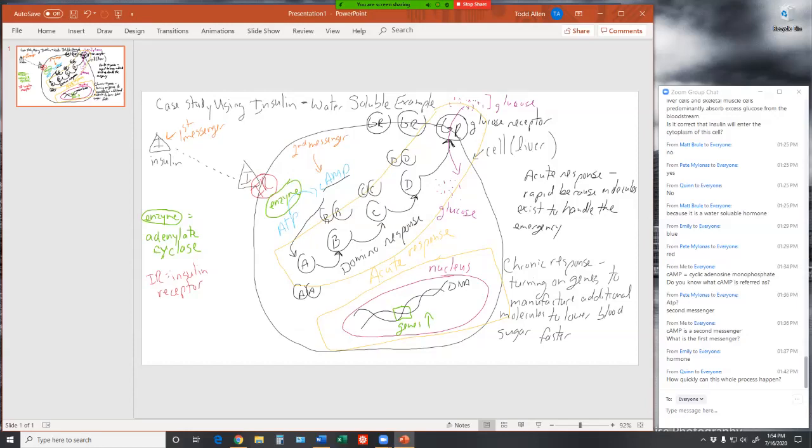And if you keep eating this unhealthy diet, the cell is going to continue to manufacture these molecules that it needs to ensure that it can bring the glucose in more rapidly.